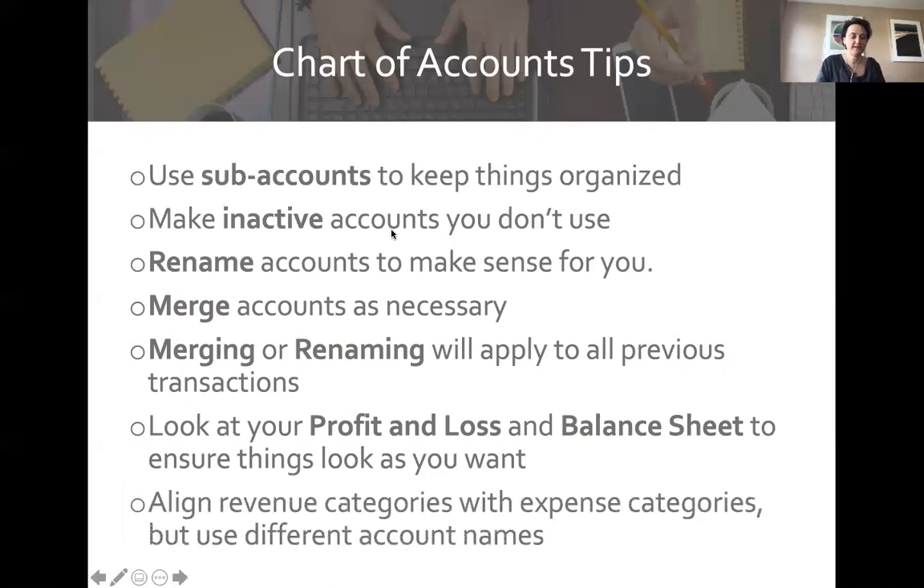And finally, as best as you can, align revenue categories with expense categories, but make sure you have separate account names. So, you know, if you have beef revenue, you want to have expenses associated with beef production. If you have vegetable revenue, you want to have expenses associated with vegetable production. But make sure that the names are different enough so that you don't accidentally enter in an expense as a revenue and vice versa.